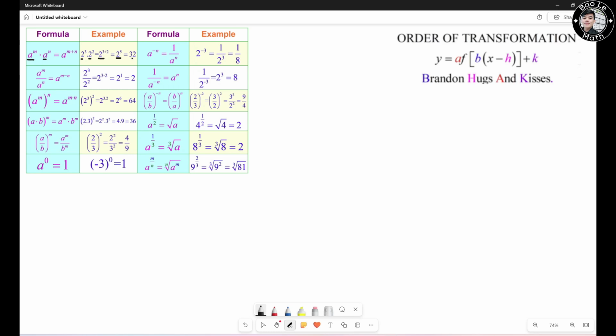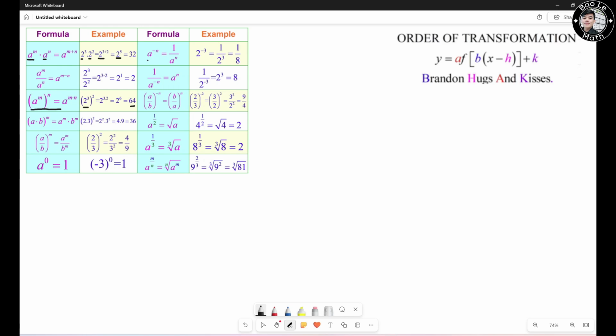Now the second formula we're going to talk about in this topic is this one. If I have a to the m, all to the n, it turns out to be a to the m times n. For example, if I have 2 to the third, all squared, it turns out to be 2 to the 3 times 2. It's going to be 2 to the 6, which is 64.